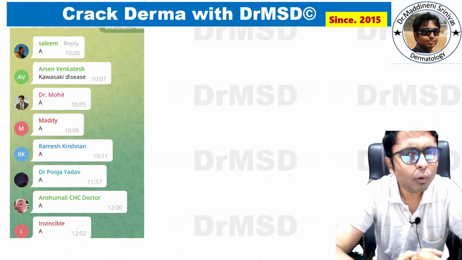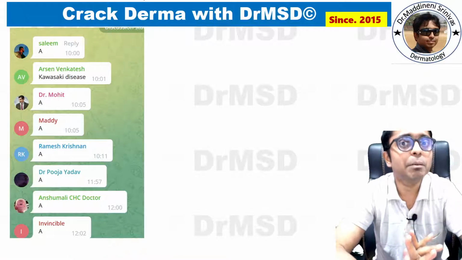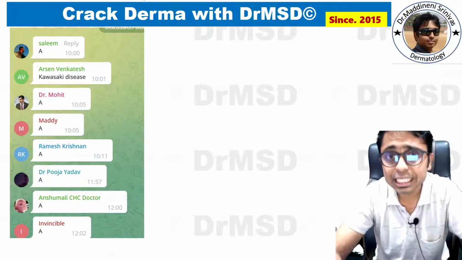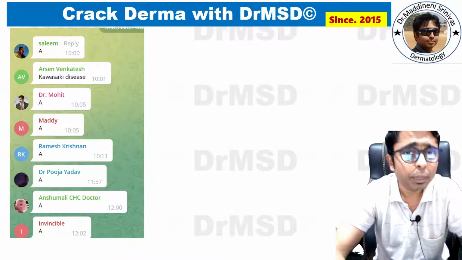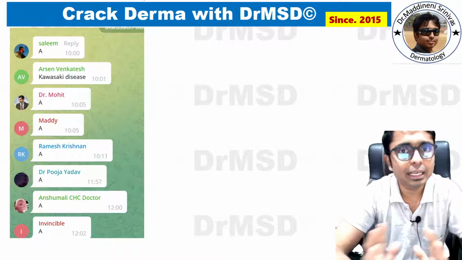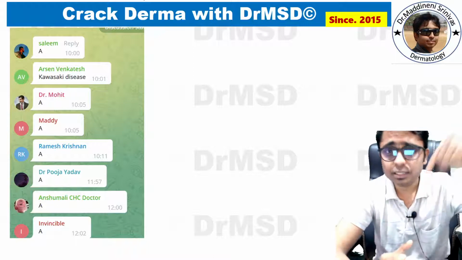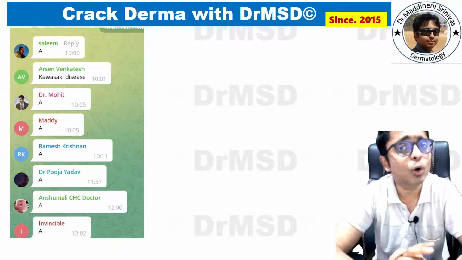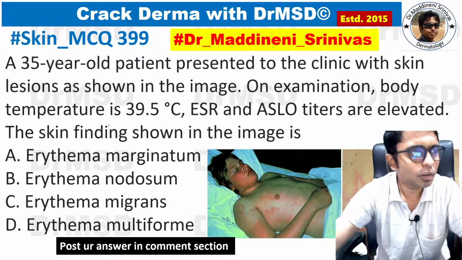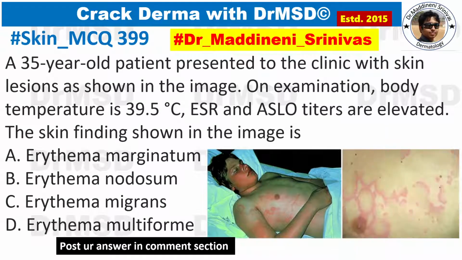Can anyone tell me what is the most important medication which can be used in these patients to prevent the coronary artery aneurysm? So please type in the answer in the comment section below. And this is tomorrow's MCQ. Please pause this video and try to answer this MCQ.